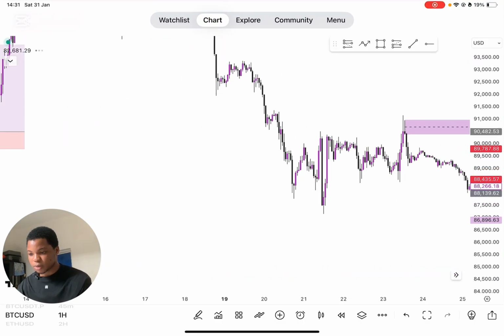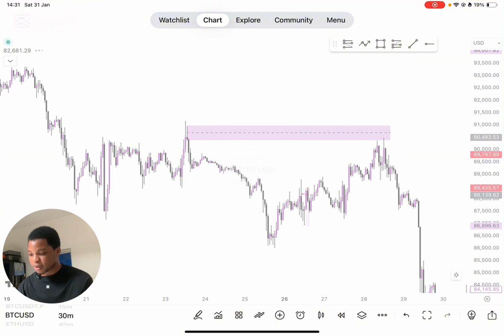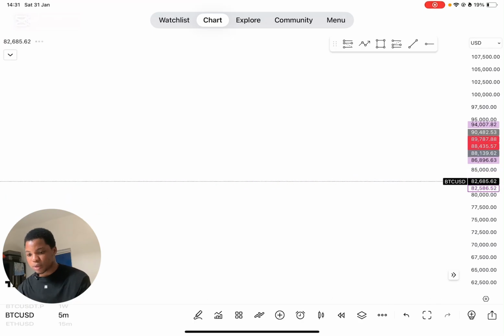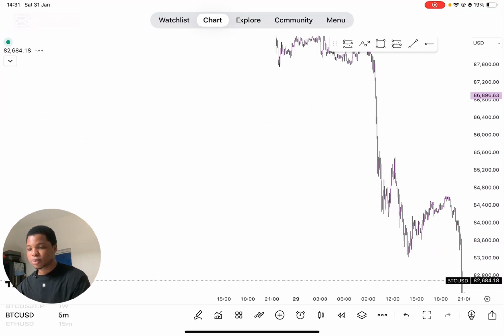So let's quickly go into the one for Monday, which is on BTC USD. Took the trade on the 5-minute time frame, the re-entry. Took it on the 5-minute time frame. So let's hurry up to that point.